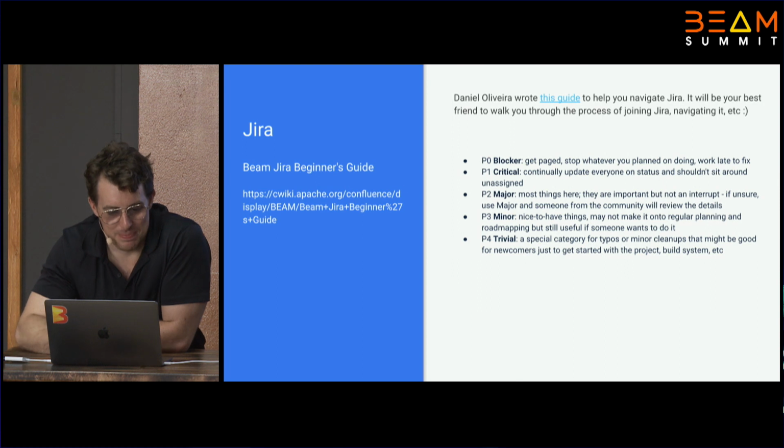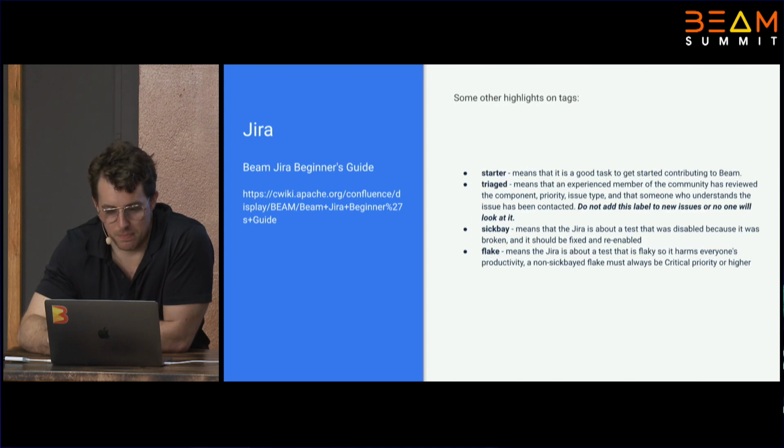There's this great link for beginning work with Jira. I put a couple of highlights: it's important to know what priority things are, right? Is it trivial? Is it super critical or blocking? How quickly does something need to get addressed? Many of you are probably used to Jira, but if not, there is a very extensive guide on how this works.